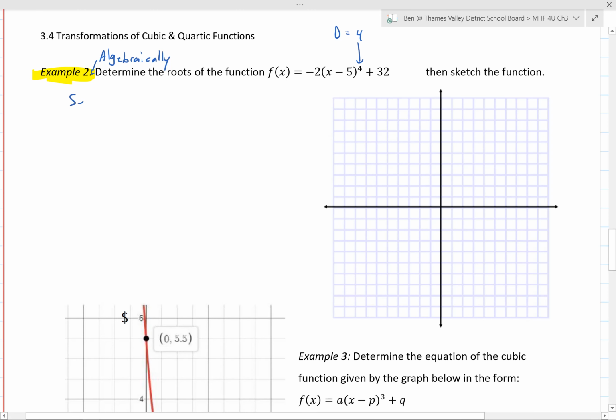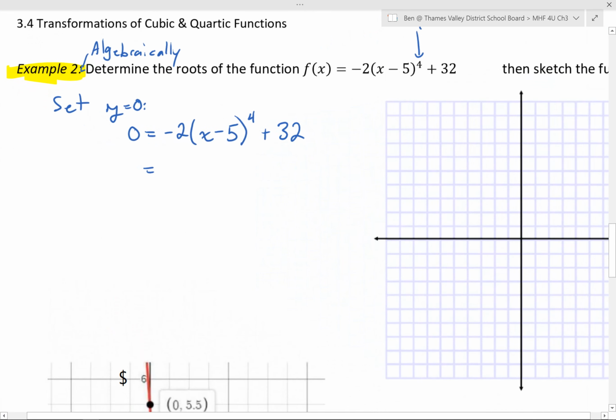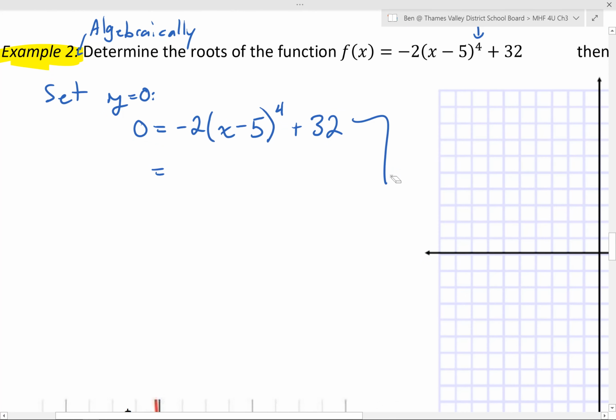So we can set our y equal to 0, or set f of x equal to 0. And that is, I'm working with 0 equals -2 times (x minus 5) all to the power of 4 plus 32, nice and easy. Now this should be completely review at this point, just in terms of our algebraic process here when we're isolating for x. So I'm just going to try and talk over it as I perform this, but I'm not explaining every single step because, again, you should be able to handle something like this honestly in your sleep by this point.